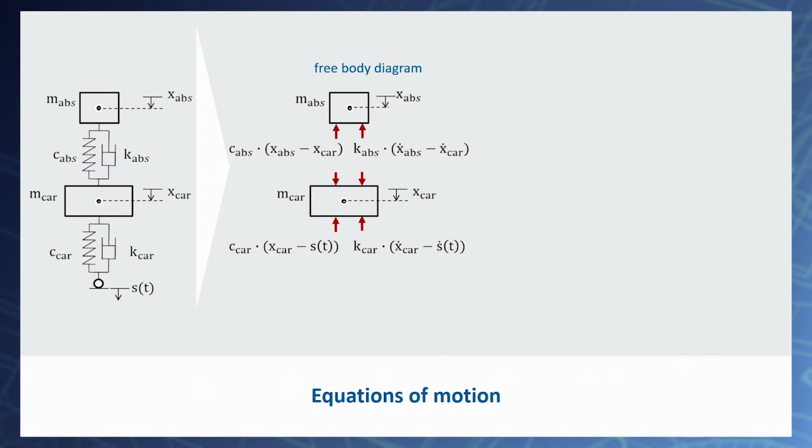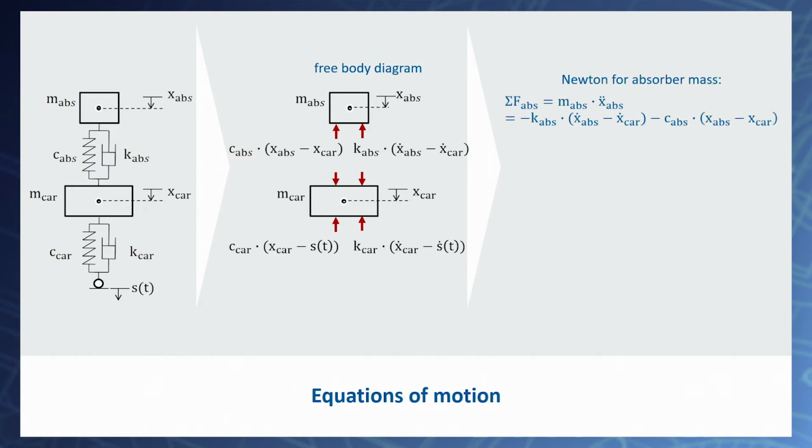Additionally, on the mass of the car, we have two more forces, and these forces are through the stiffness and the damping rate of the suspension system, and we also see the excitation S of t when we are talking about the spring force, and S dot of t, the first derivative of the excitation with regards to time, when we are looking at the damping force. So based now on the free body diagram, we can start to derive the equations of motion.